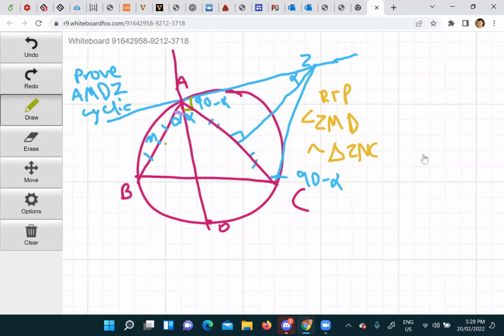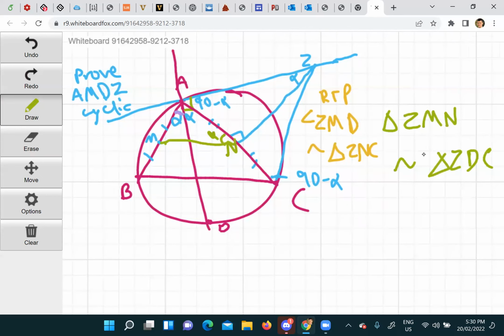So ZM, we'll call this N. So ZMD and ZNC. Now you want ZMN similar to ZDC. So what we've got to do is look for the really obvious angle. There is one really obvious angle. So we do this, and this is just alpha. And this is 90 plus alpha, and here this is 90 minus alpha. We don't call that alpha, it's beta. This is beta and this is alpha. So we have angle ZCD equals angle ZNM.